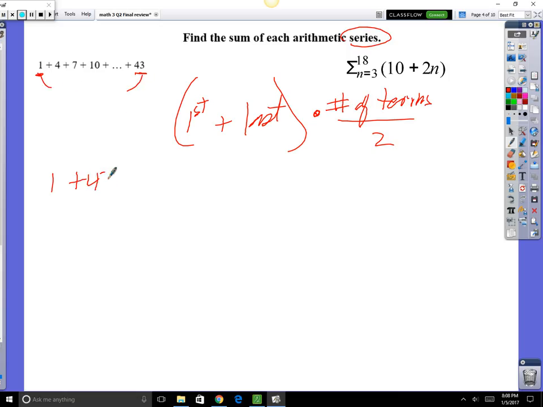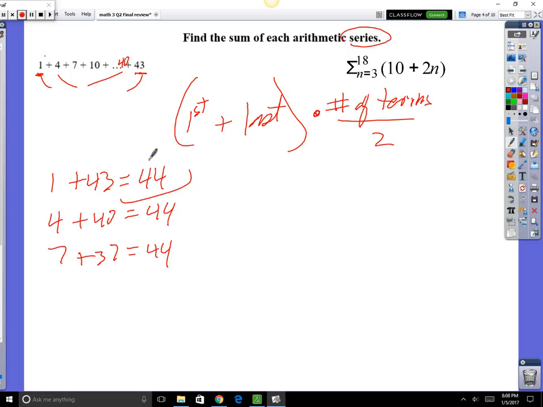1 plus 43. And they always give you the same number. So this one is changing by 3. So that means this one should be a 40. So you do 4 plus 40. Fold the line. 4 plus 40. That also gives you 44. 7 plus 30. What is it? 37. That gives you 44.